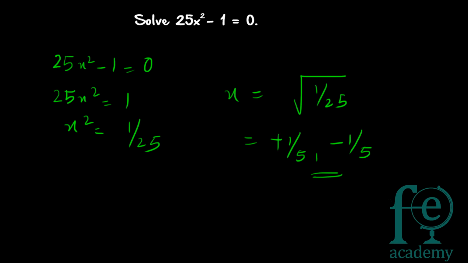So you have to always remember a quadratic equation will be having two values. So here also you are having two values for x, plus 1 by 5 and minus 1 by 5.